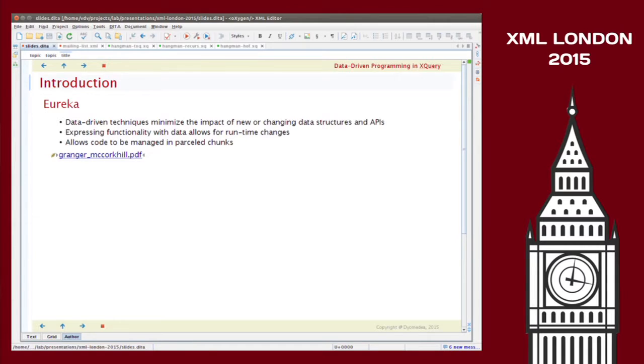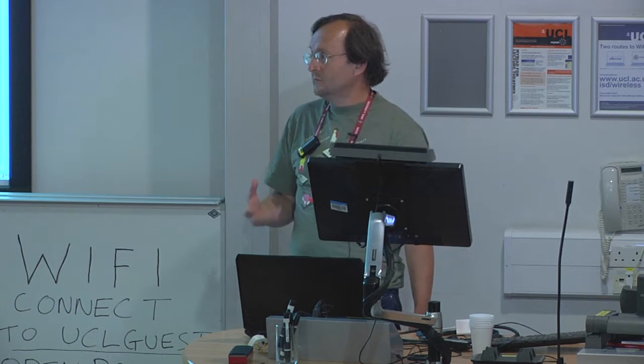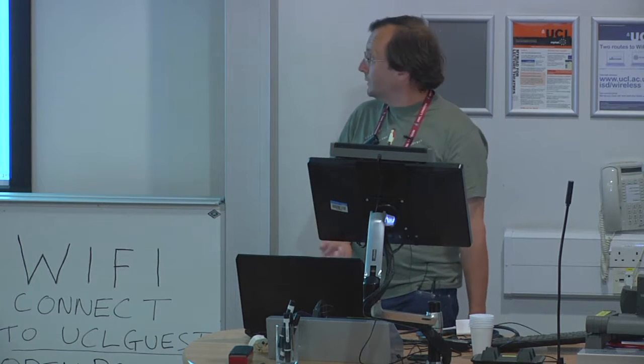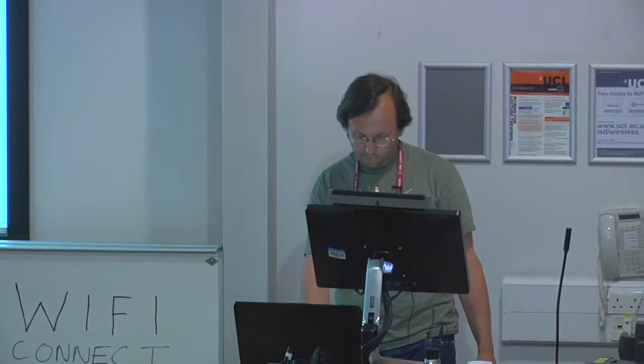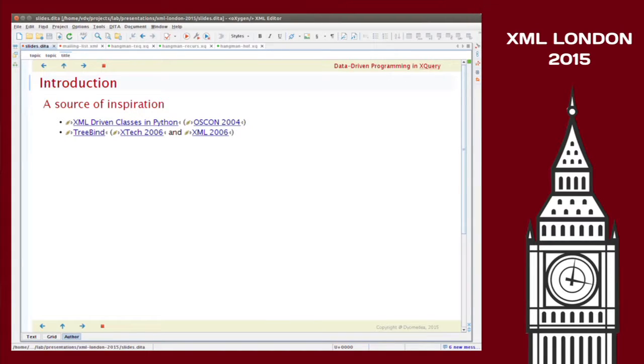I think XML is not really about angle brackets. It's more about the way we see data at large, and that it can be documented as well. And the fact that the data is more important than the code is something which is important for XML. It's really the basis of data-driven programming, and it has been a source of inspiration for me since then. I have written my own XML-driven classes in Python the year after the presentation, and then something for Java, which is called treebind. Again, it was a long time ago.